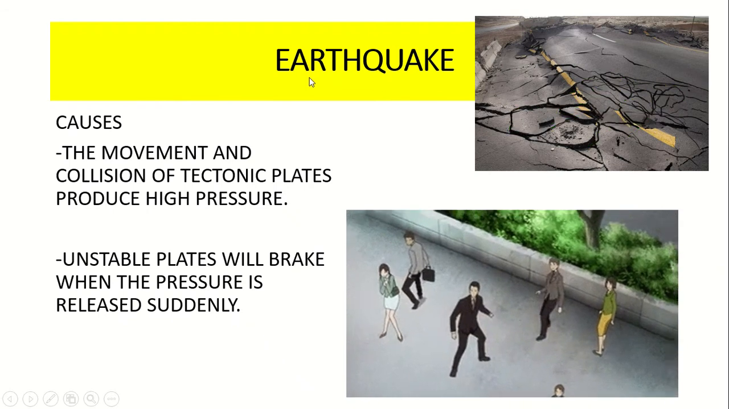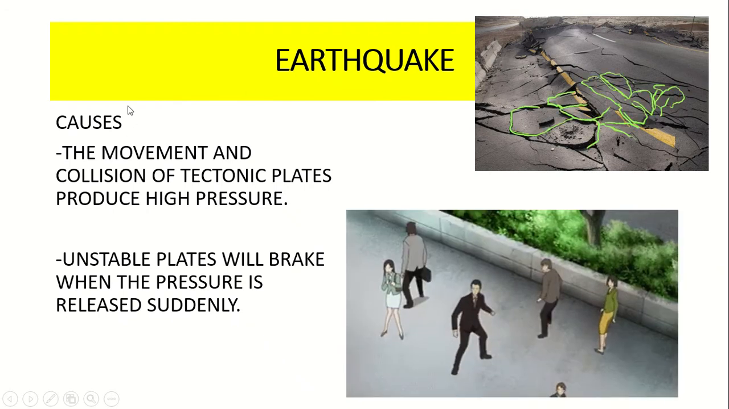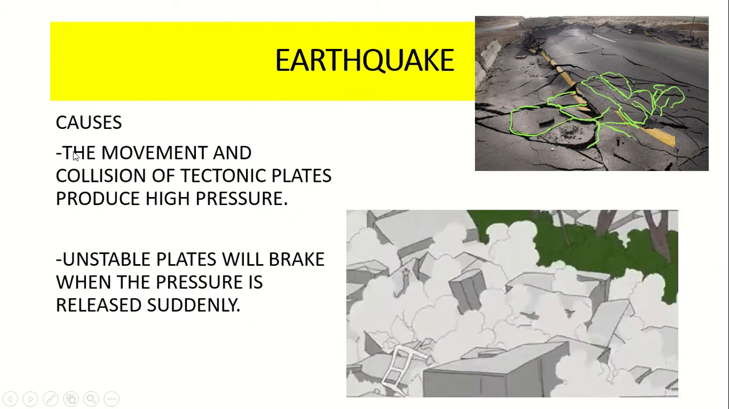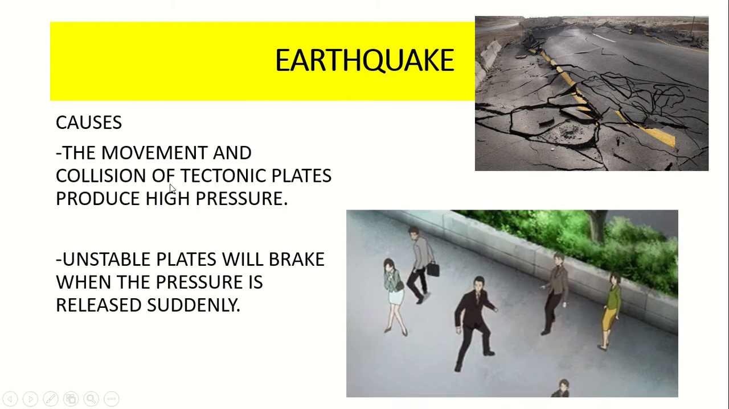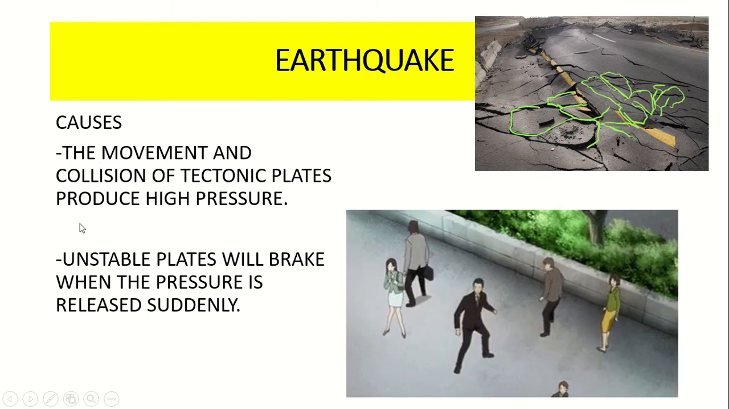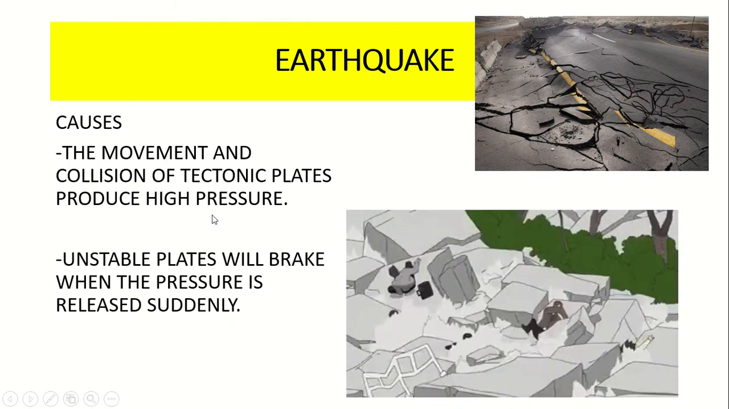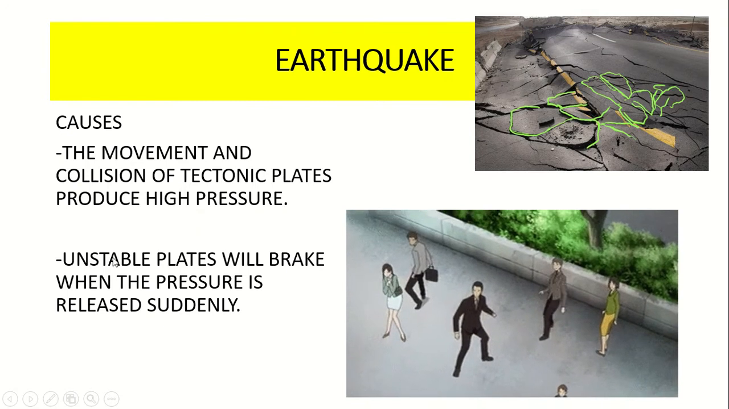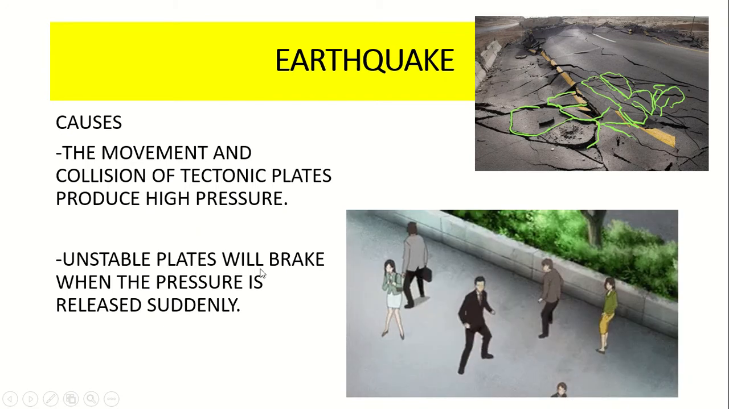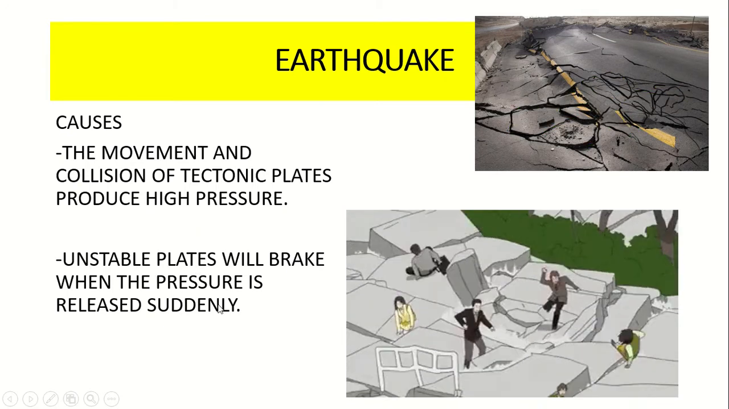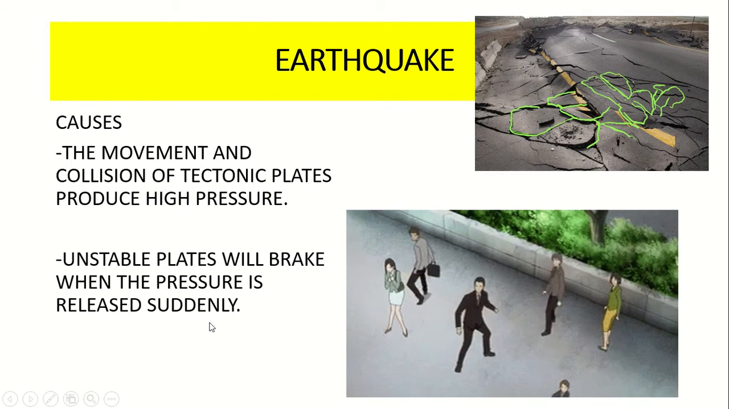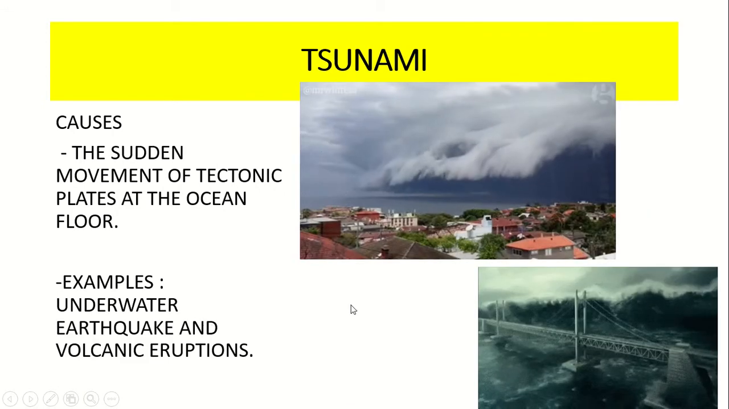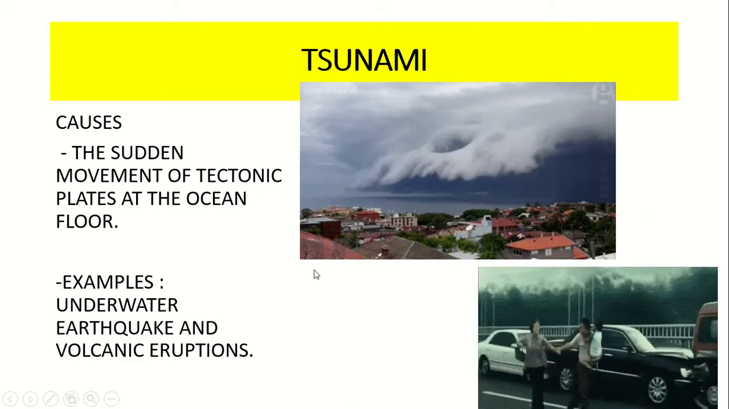Earthquake. So, the causes of the earthquake: the movement and collision of tectonic plates produce high pressure. And unstable plates will break when the pressure is released suddenly. Okay, next we move to tsunami.